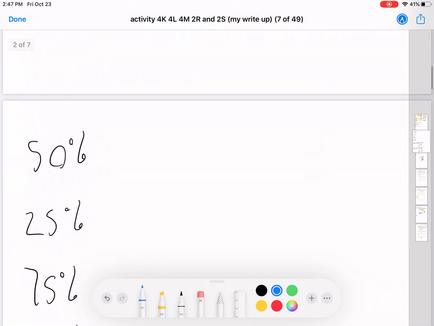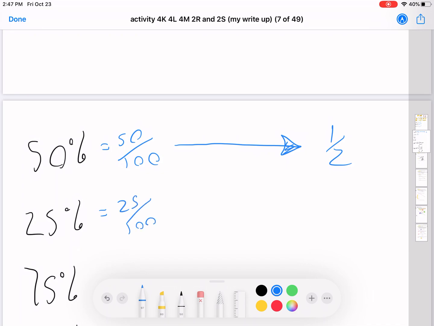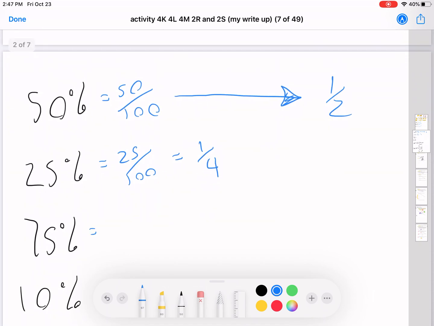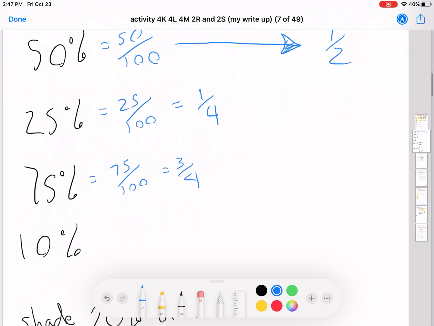For example, 50% we often think of as synonymous with half, and that is because it literally means 50 out of 100, and 50 out of 100 and 1/2 are equivalent fractions. 25% means 25 out of 100, which is an equivalent fraction to 1/4. 75% is 75 out of 100. If you divide 75 by 25 and 100 by 25, we get an equivalent fraction of 3/4. 10% is the same thing as 10 out of 100, which as an equivalent fraction is 1/10 of something.